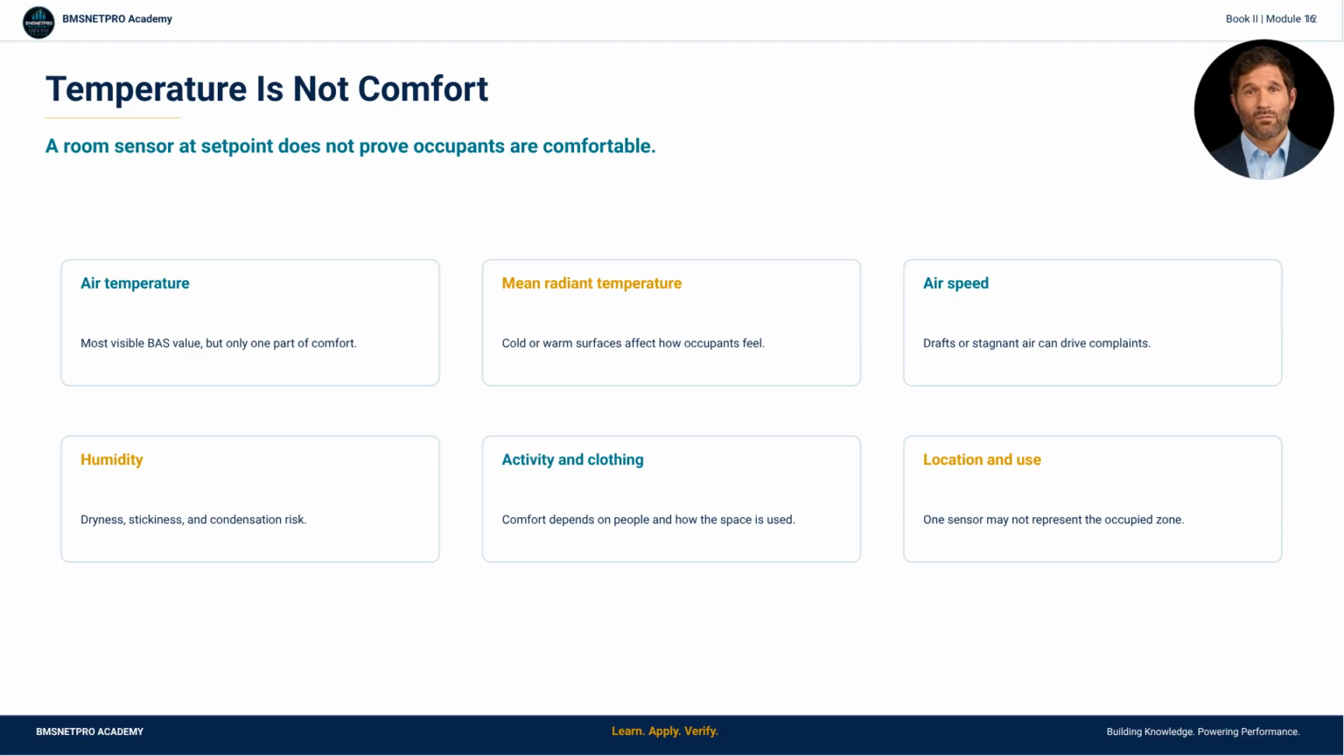Thermal comfort depends on more than air temperature. Mean radiant temperature, airspeed, humidity, clothing, activity level, location, and personal preference all affect complaints. A room sensor at set point does not prove comfort. A BAS professional should investigate where the complaint occurs, how the space is used, whether surfaces are cold or warm, whether air distribution is appropriate, and whether humidity is part of the issue.